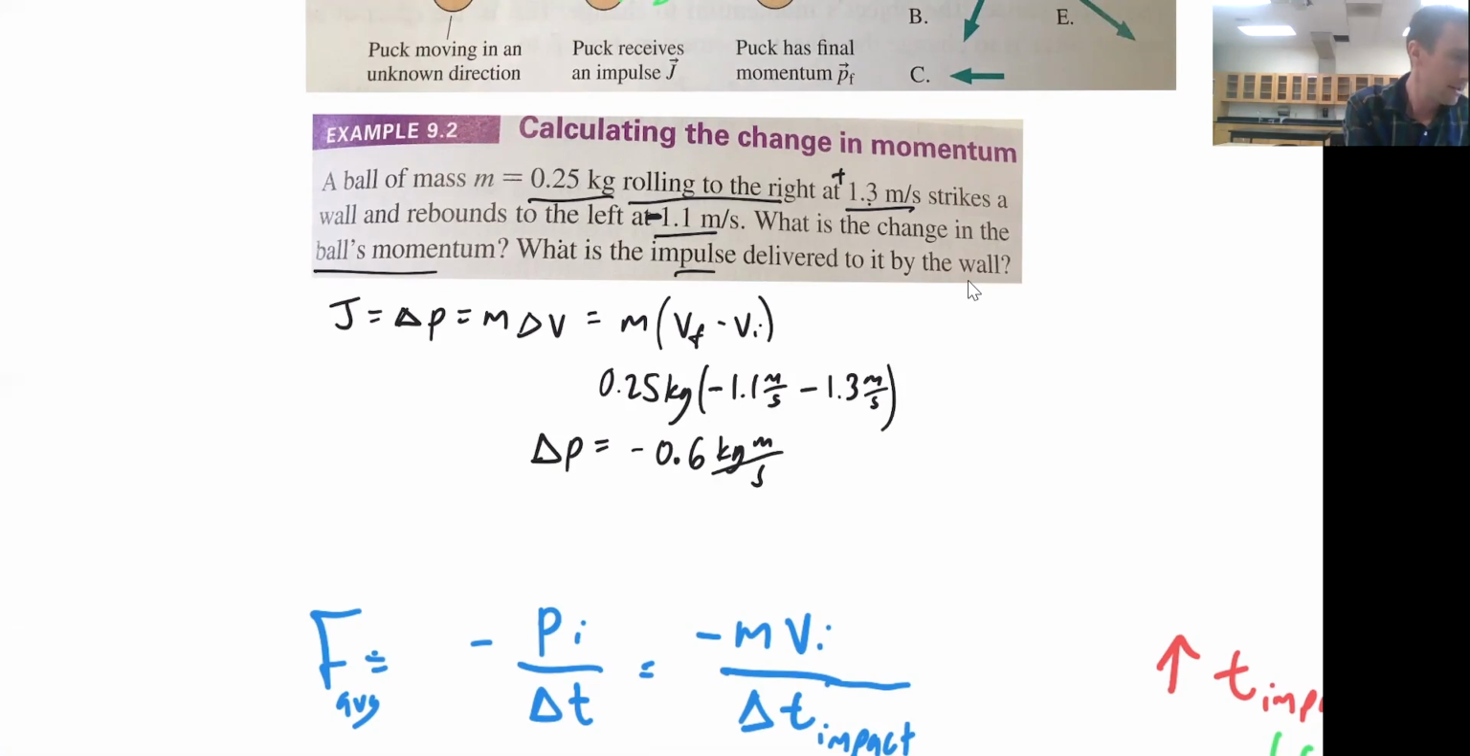And then the other part is what is the impulse delivered by the wall. And the impulse has to be the same. So the impulse is also negative 0.6 kilogram meters per second. Looking good. Okay.